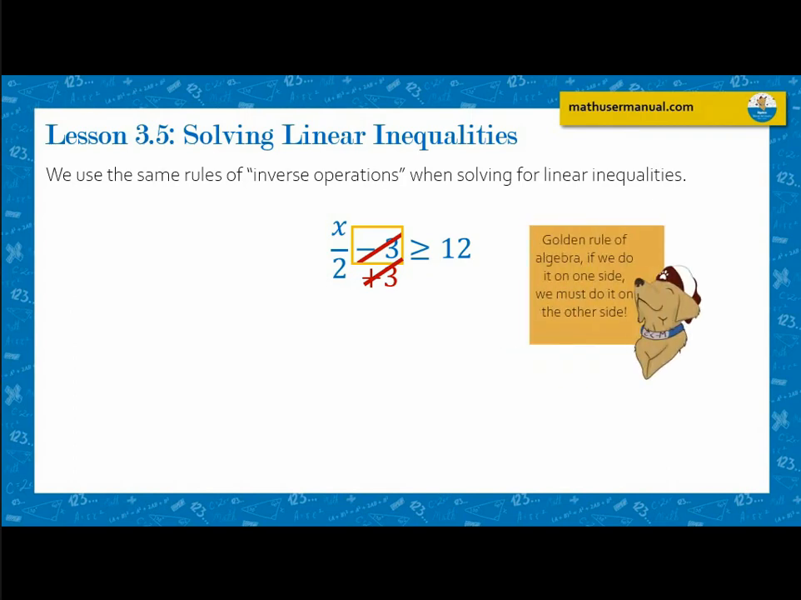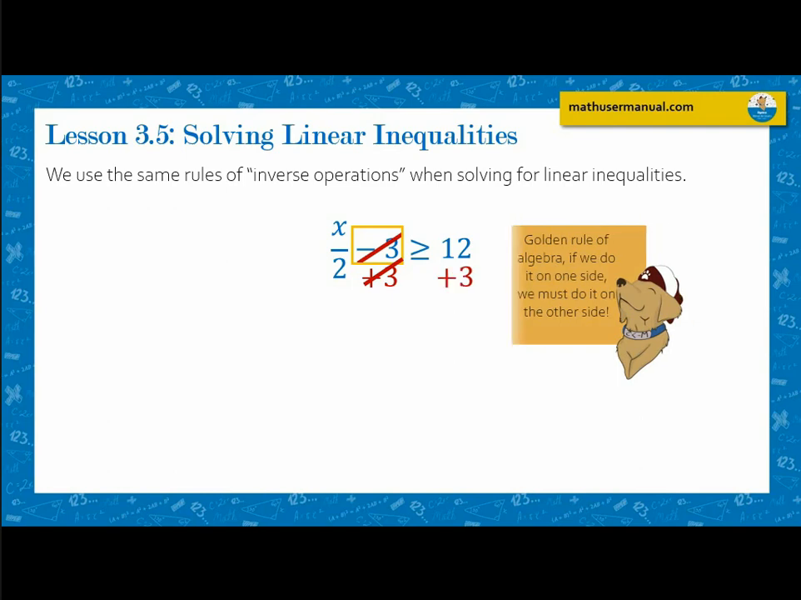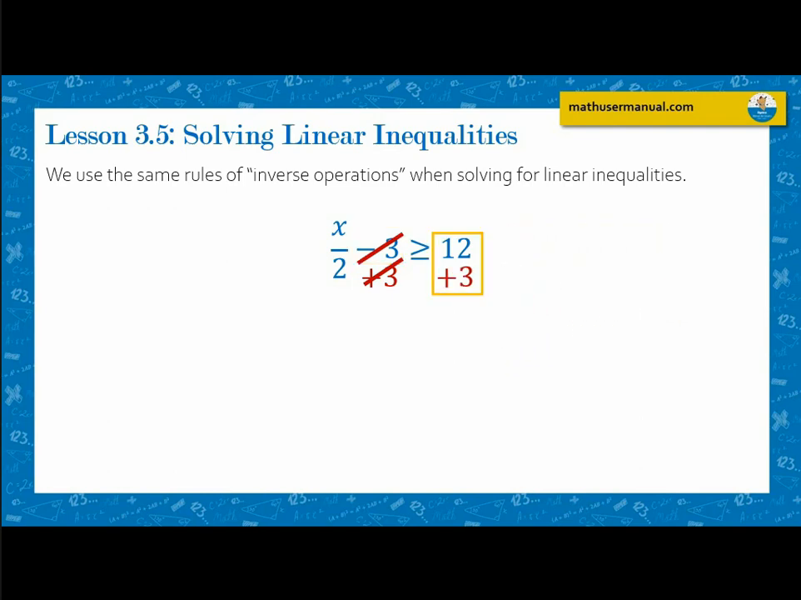But the golden rule of algebra also applies for inequality. If we added a 3 on the left side, we also need to add a 3 on the right side. 12 plus 3, that's equal to 15. So x divided by 2 is greater or equal than 15. The next step is that 2 in the division. The inverse operation of a 2 dividing is a 2 multiplying. So the 2's cancel, but if we multiply times 2 the left side, we also have to multiply times 2 the right side. Then we do 15 times 2, and 15 times 2 is 30. So x is greater or equal than 30.